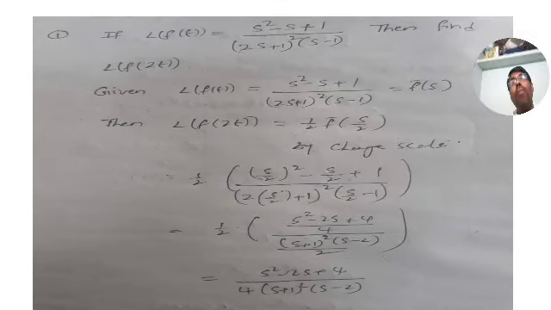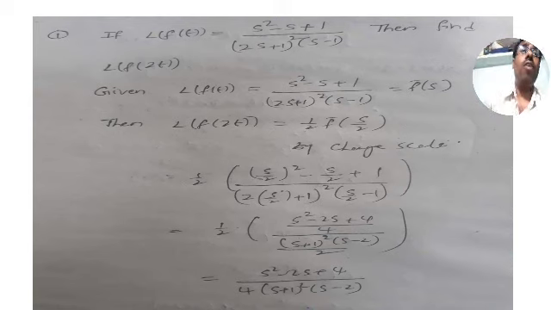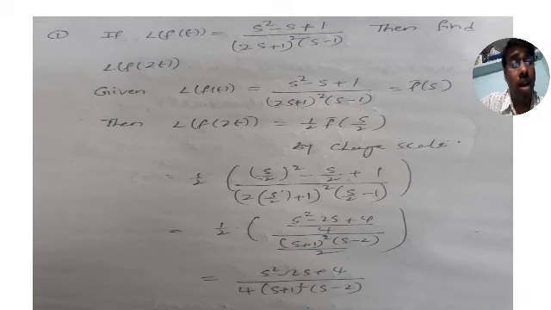The first problem: if L of f of t is s square minus s plus 1 by 2s plus 1 whole square into s minus 1, then find L of f of 2t. So this is our first problem on change of scale property. Are you able to get it? It is very easy to identify the problem and very easy to solve it also by remembering the formula. What is L of f of at? It is 1 by a into f bar of s by a.